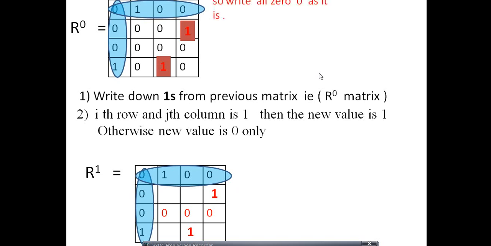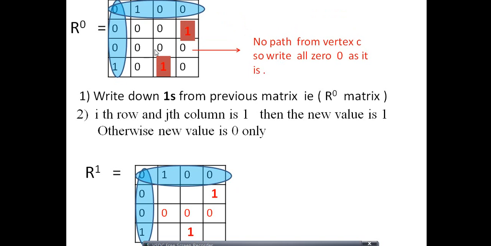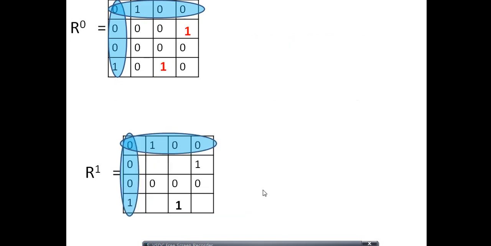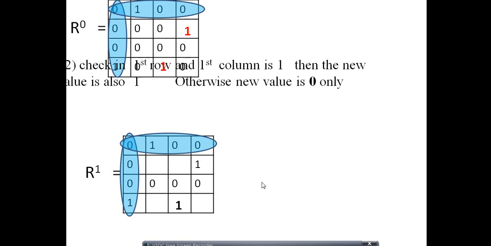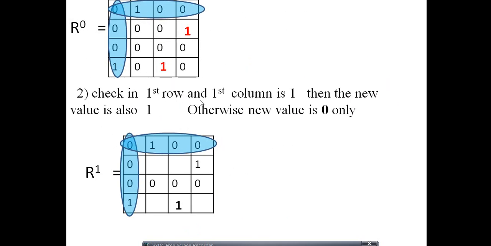Next, from vertex C there is no path, which means all zeros, so write down all zeros as they are in the R1 matrix. See here, written 0 0 0. This is the first row, first column; write down the previous values. Then there is another small trick: there is no path, so you write all zeros for vertex C. Now check the first row and first column; if 1, then the new value is also 1, otherwise 0.